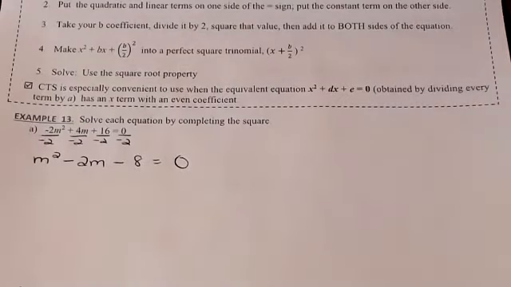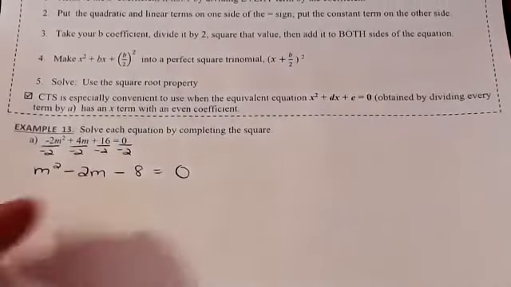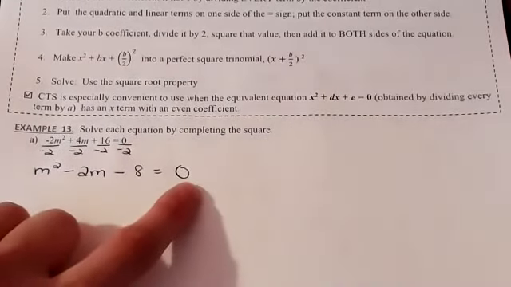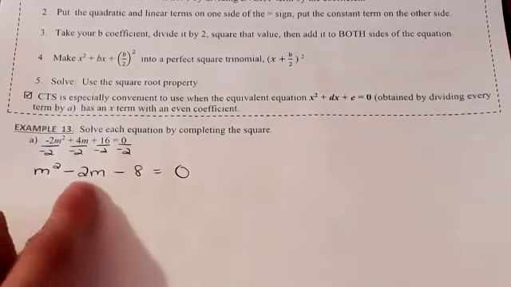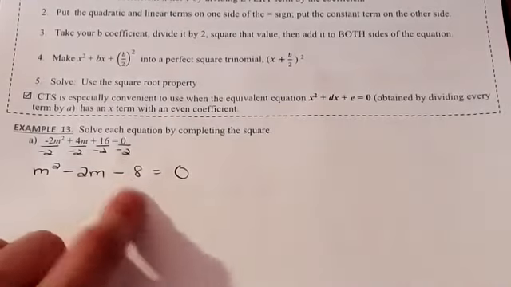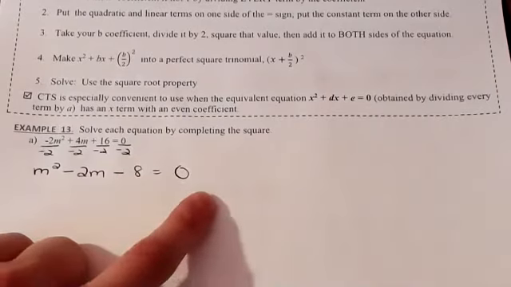Okay. The next thing we learned, which was our second step, was we wanted to bring the constant over to the other side. We wanted our m squared minus 2m, our square term and our linear term, by themselves. And we wanted to bring that constant over because we want this to be a gap. Remember that? We leave this like a gap. So let's bring the 8 over.